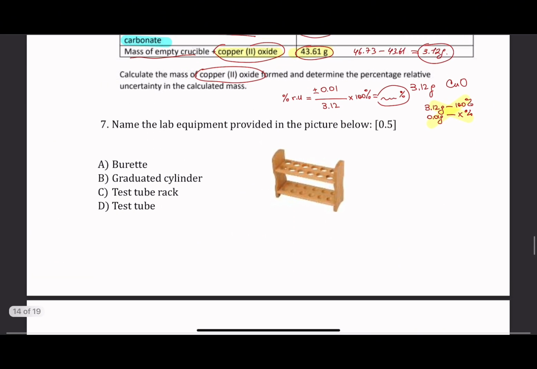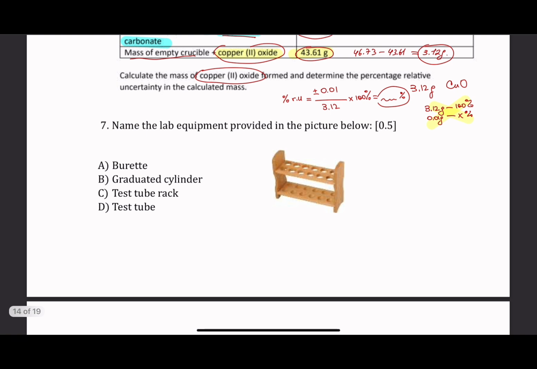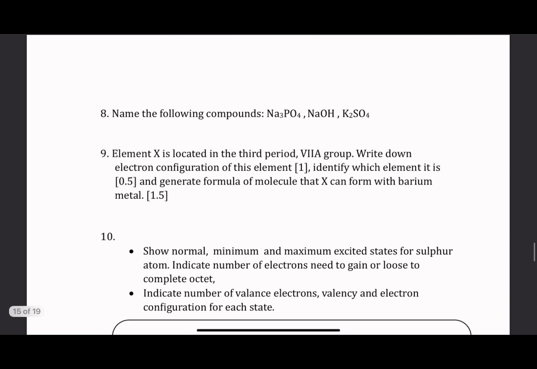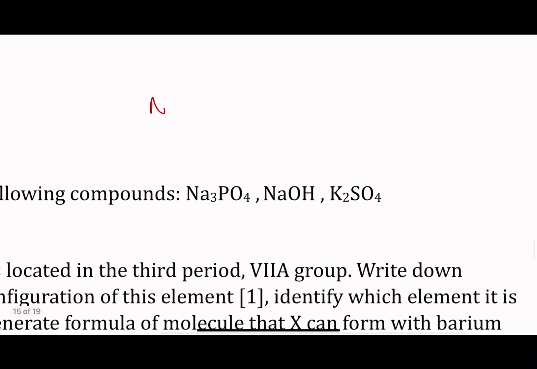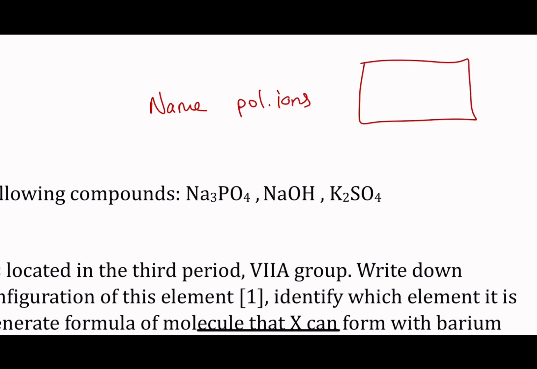Now, question 7, name the lab equipment provided below. You can easily say it. You need to know the name of all of the equipment, which is the test tube rack. Name the following compounds. You will be given the names of all polyatomic ions. Polyatomic ions name tables. Do you remember those? It will be given to you, so you will be able to find the names of those.